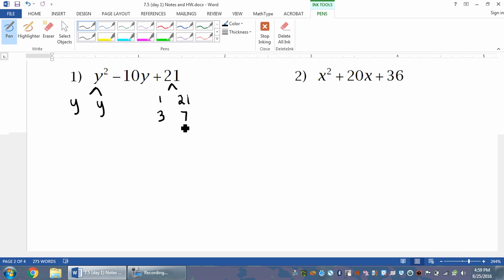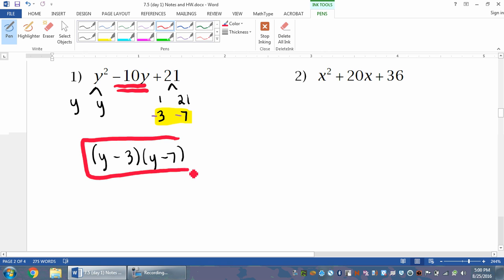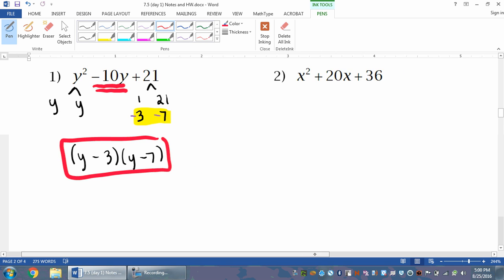Now, we have to choose the combination that's going to add to negative 10. If you recognize 3 and 7, when you add that, you get positive 10. Remember the last example, make them both negative. Now they'll add to negative 10. It still multiplies to positive 21. And I factor out y minus 3, y minus 7. Again, the order doesn't matter. You could have the negative 7 first and the negative 3 second.